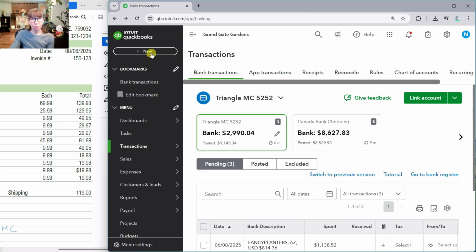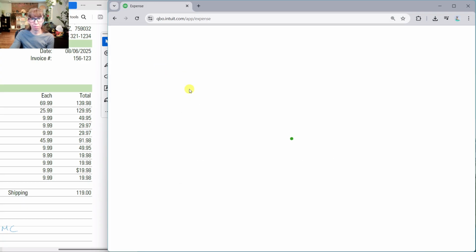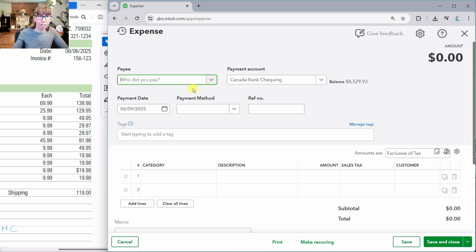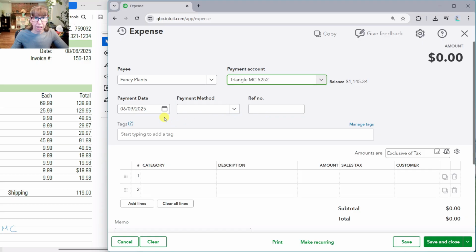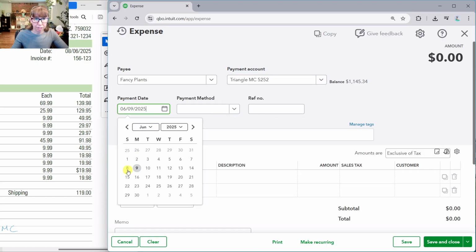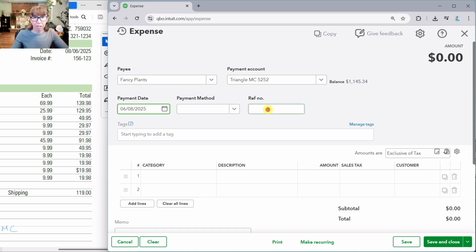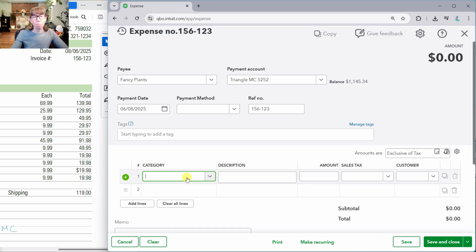So we're going to go New, Expense, and it was Fancy Plants. There we go. And it was paid out of the Triangle MC. And that was June 8th. And the reference number is 156-123. And these are planters that she's going to sell in her store. So we're going to put this to Retail Purchases COGS. And Control V, we're going to put in the Canadian amount.